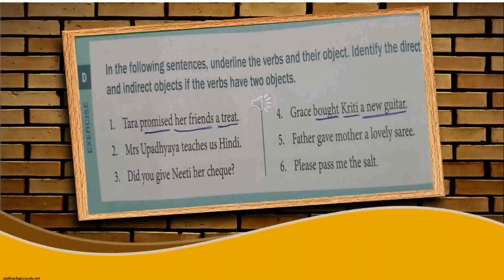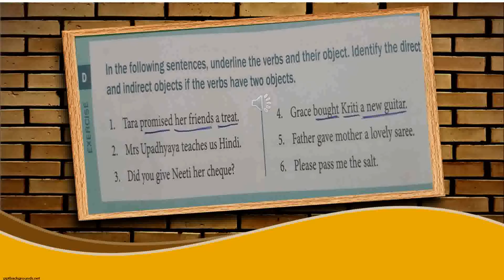So dear students, now let us go through our Exercise D. Here the question is: in the following sentences, underline the verbs and their objects. Identify the direct and indirect objects if the verbs have two objects. Just like the previous exercises, here also we shall do two, and the rest you have to do yourselves. See the first sentence, Tara promised her friends a treat.